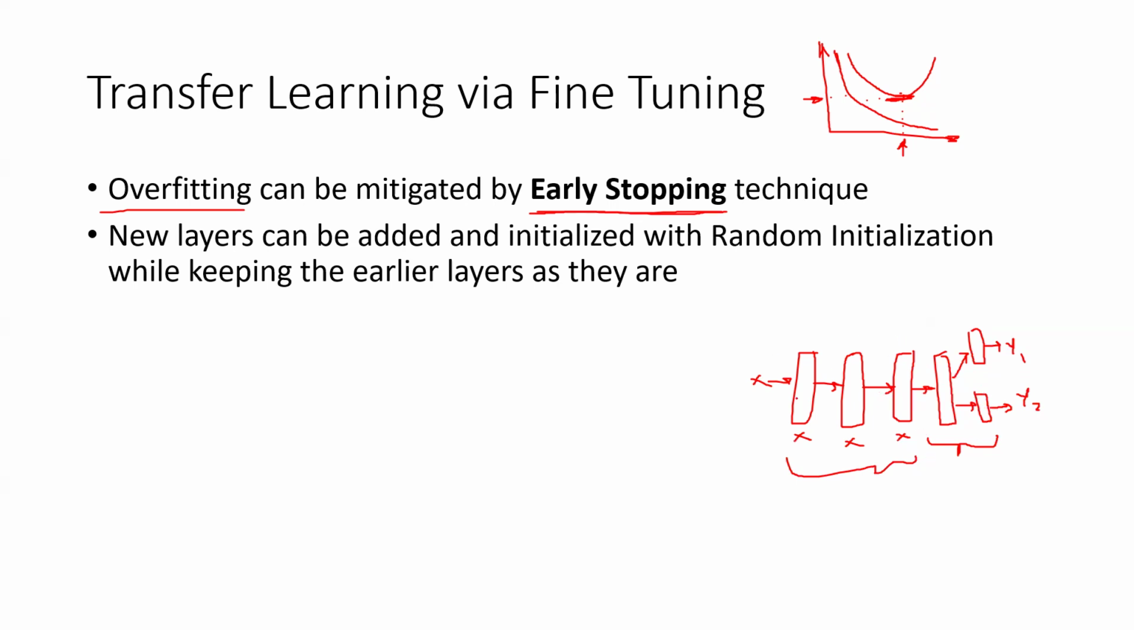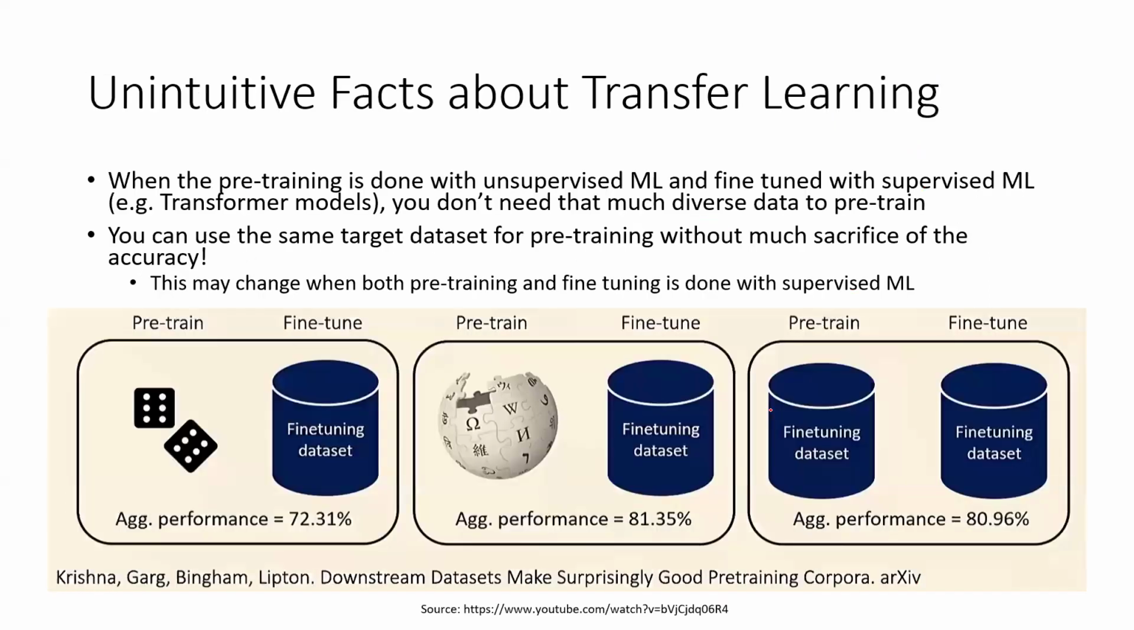Because these layers are frozen, there would not be the effect of catastrophic forgetting, but you can initialize these new layers with random initialization or whatever initialization is suitable, and then you can train these layers with your available target dataset. Okay, so that is about how transfer learning works, right?